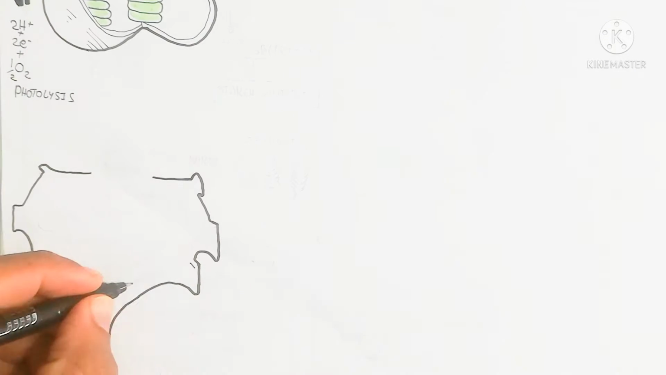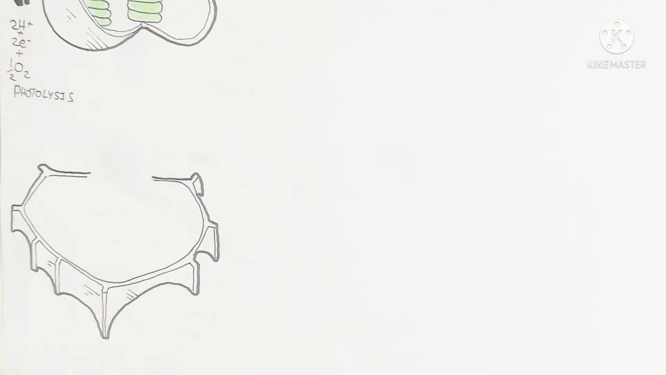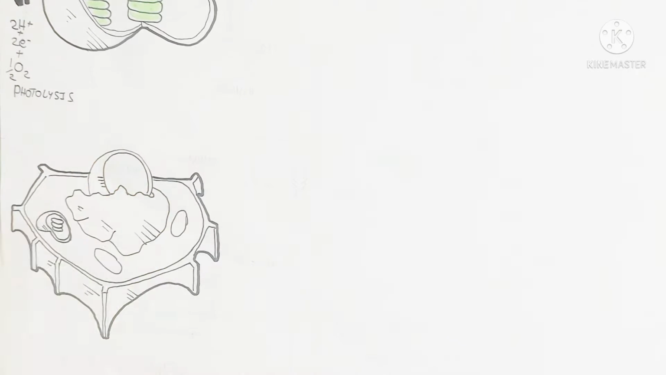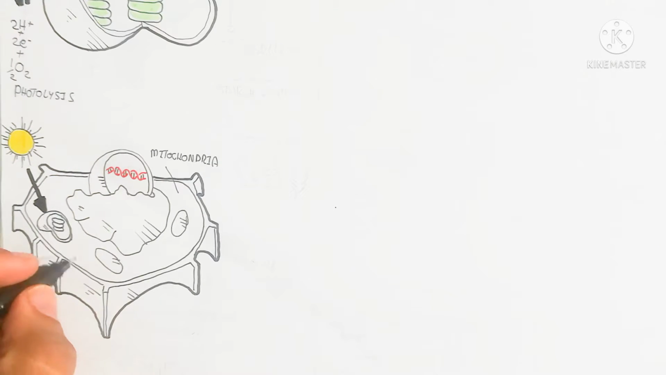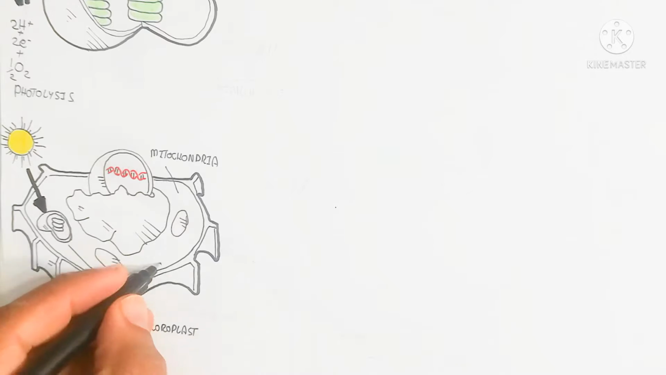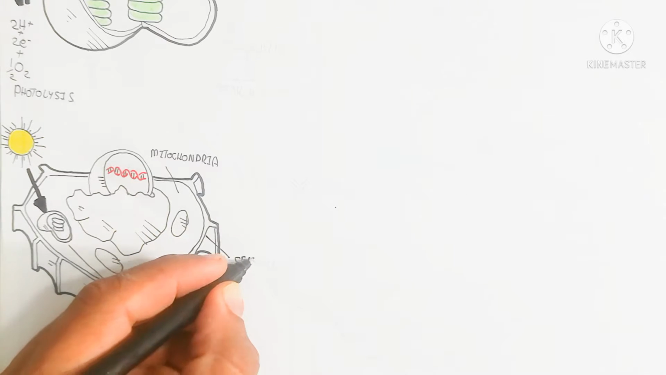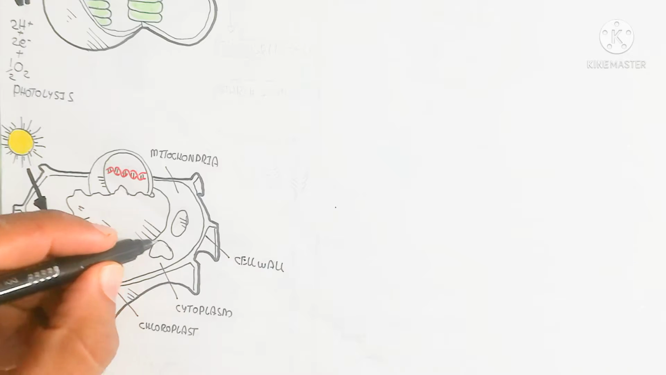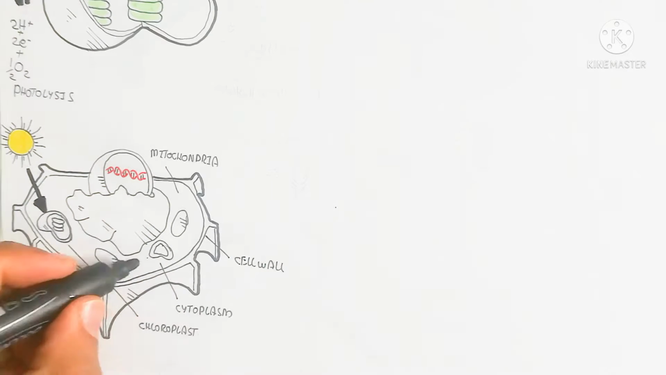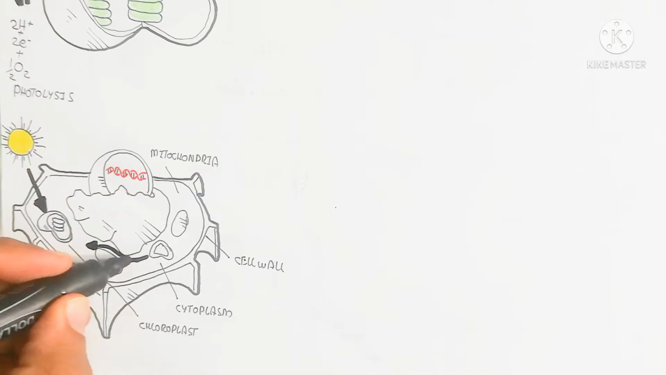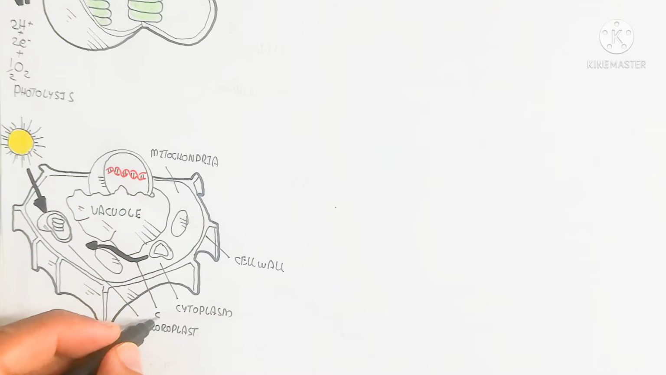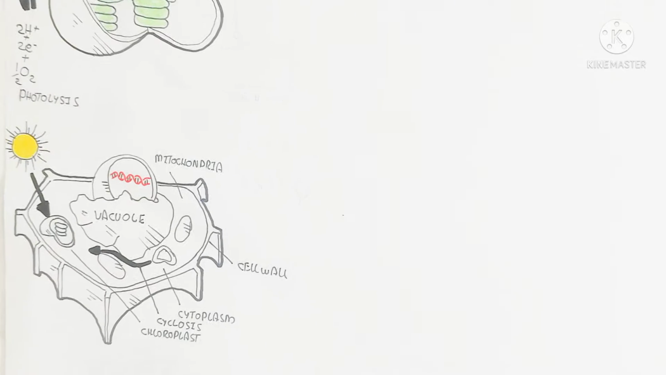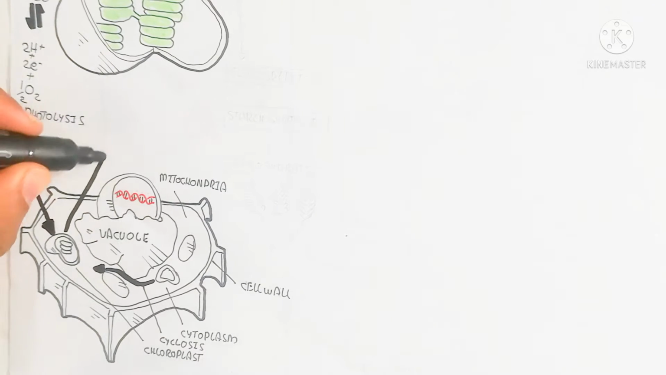Here I am drawing the cell and we are checking where the chloroplast is. First of all, where the light is more, the photosynthesis requirement will be more, so the chloroplast will move toward the light side in the cell, which is known as cyclosis. Here is the cell wall, cytoplasm, chloroplast, vacuole and nucleus. This movement of the chloroplast toward the light is known as cyclosis. It is the organelle movement from one place to another within the cell.